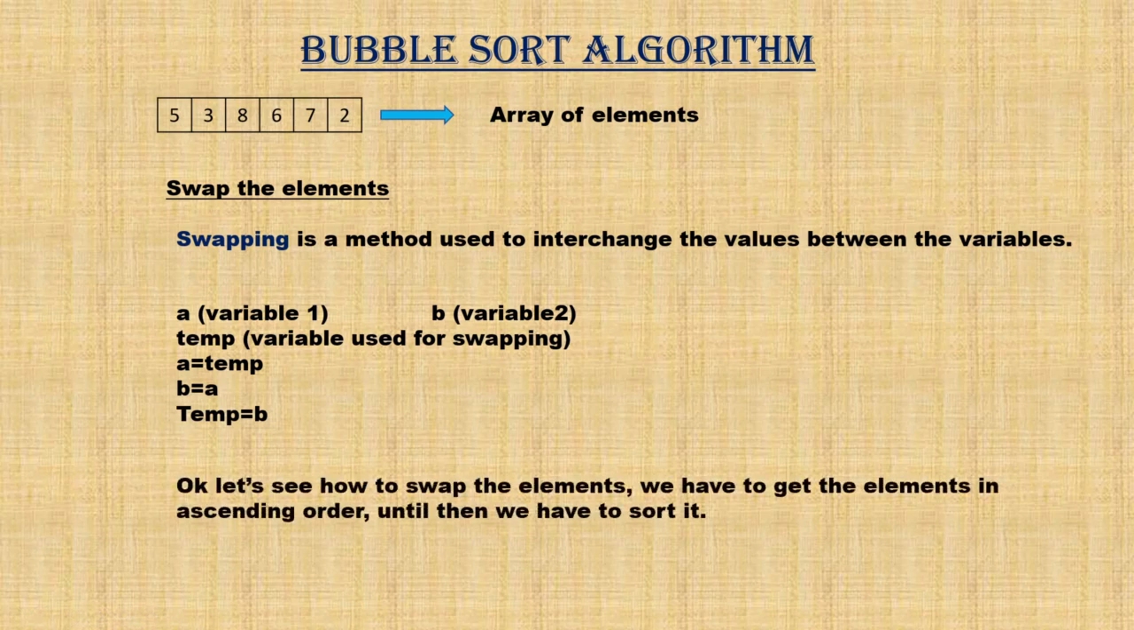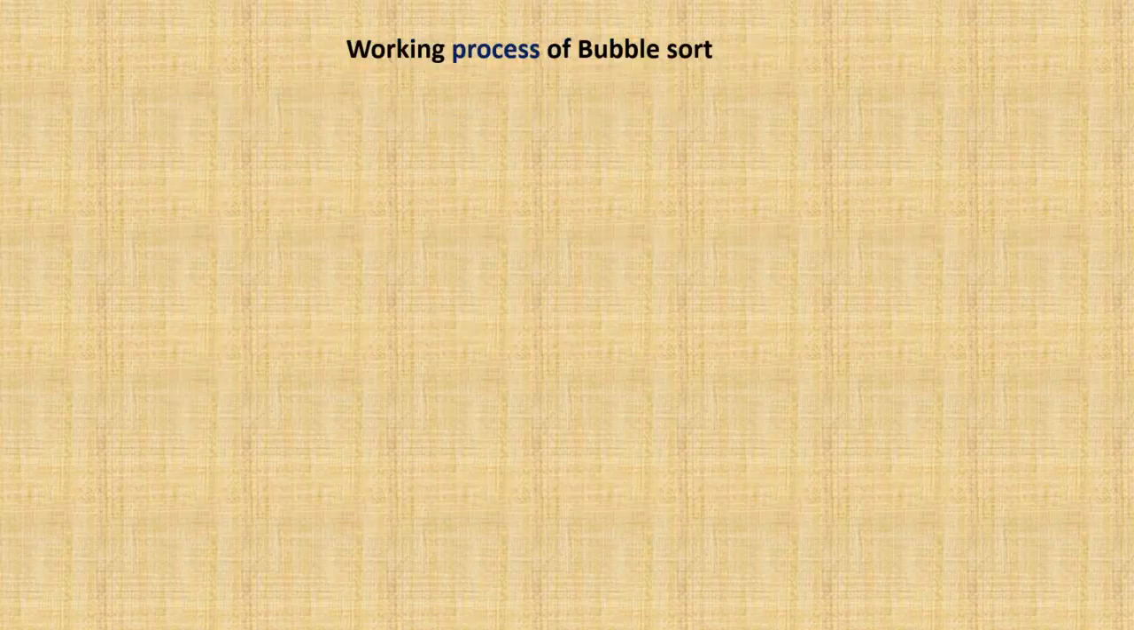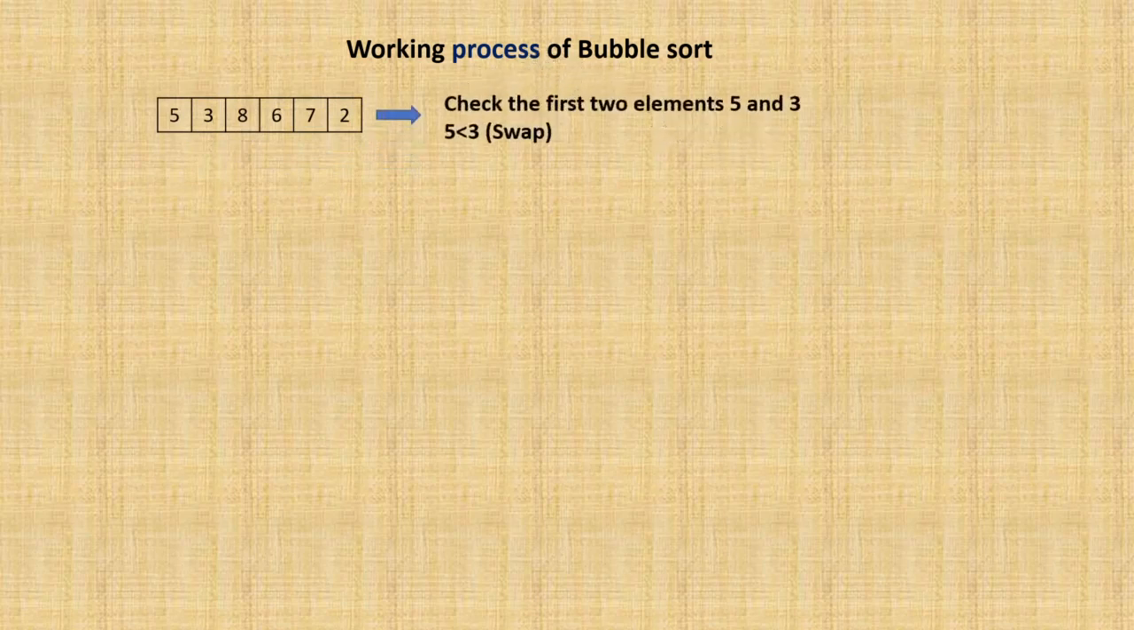Okay, let's see how to swap the elements. We have to get the elements in ascending order. Until then we have to sort it. So, the working process of bubble sort. Here we have the elements, as I told you, 5, 3, 8, 6, 7, 2.